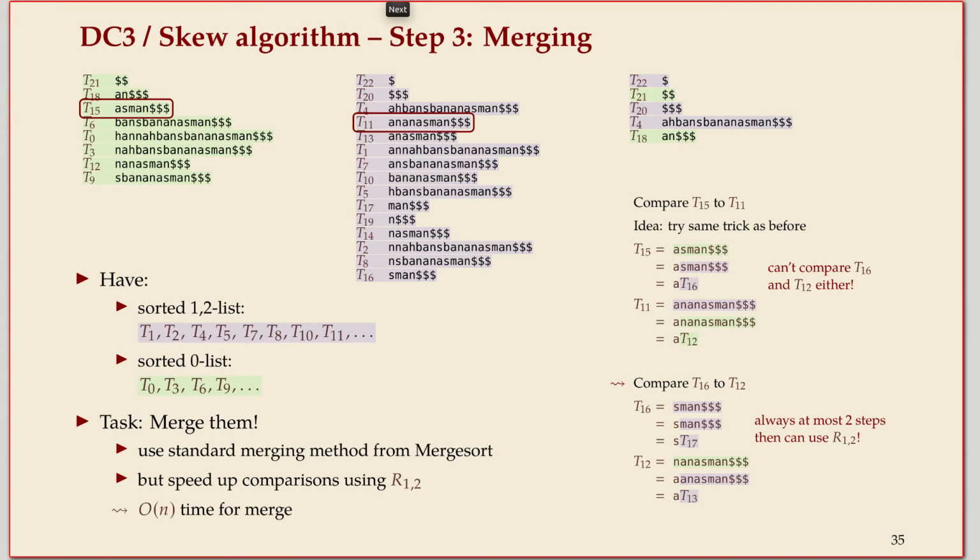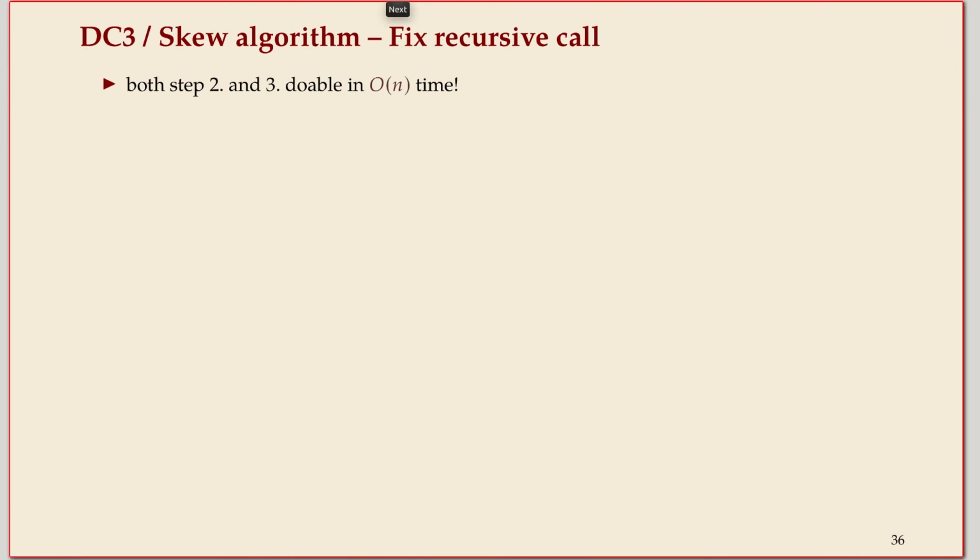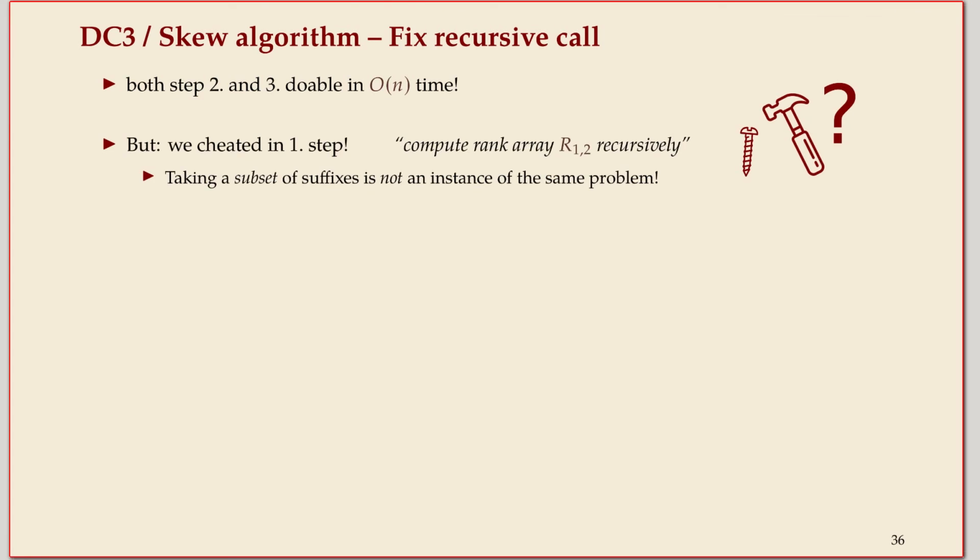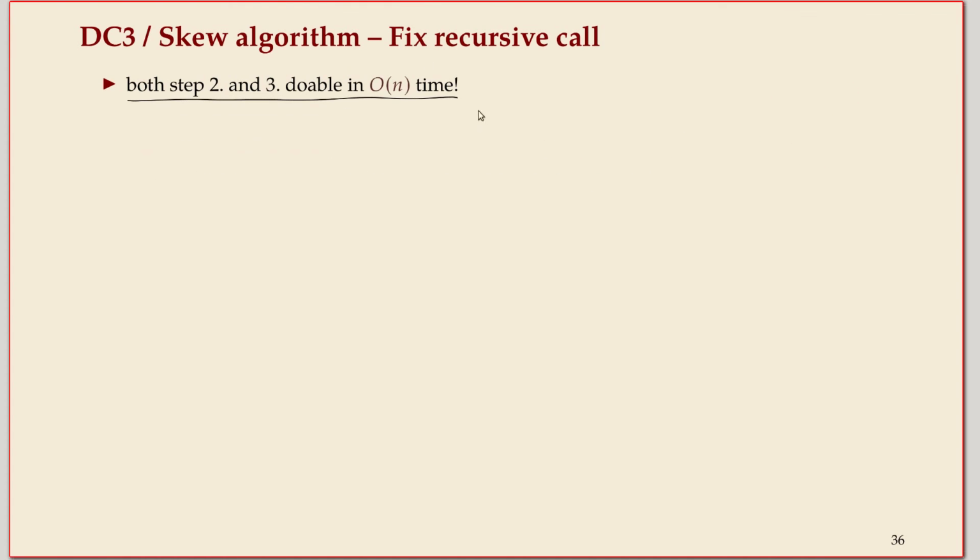With this trick, we can compare any pair of a blue and a green suffix in constant time by going at most 2 steps down. And that means we can overall merge in linear time. Remember that merging itself was linear time and used a linear number of comparisons, and now each comparison is constant time. So there we go. That means step 3 is linear time. Together we've shown this, and that meant the overall function needed just linear time.